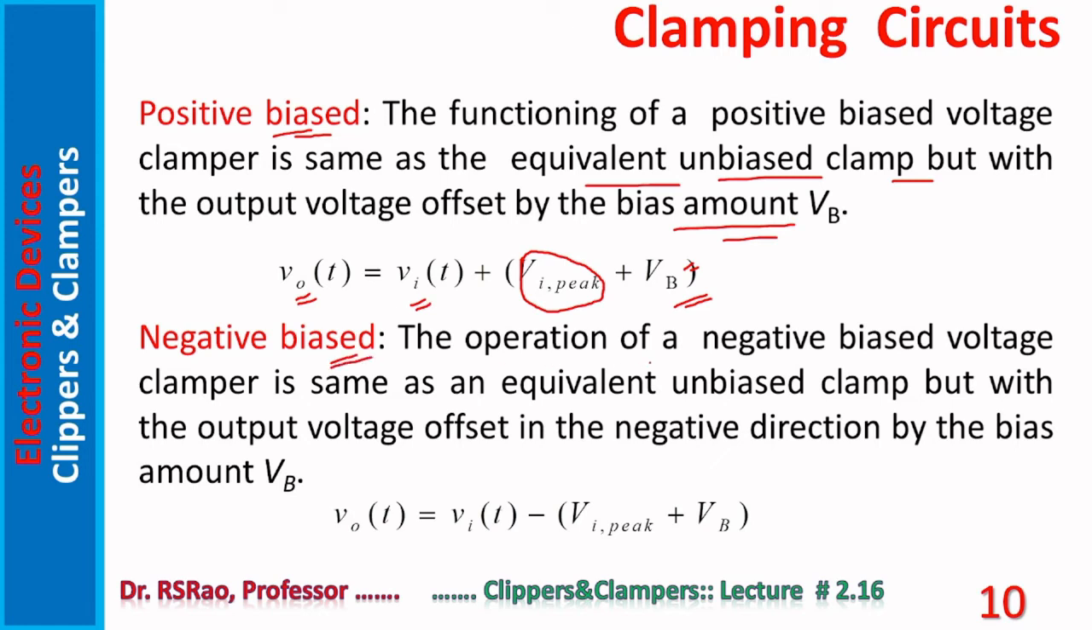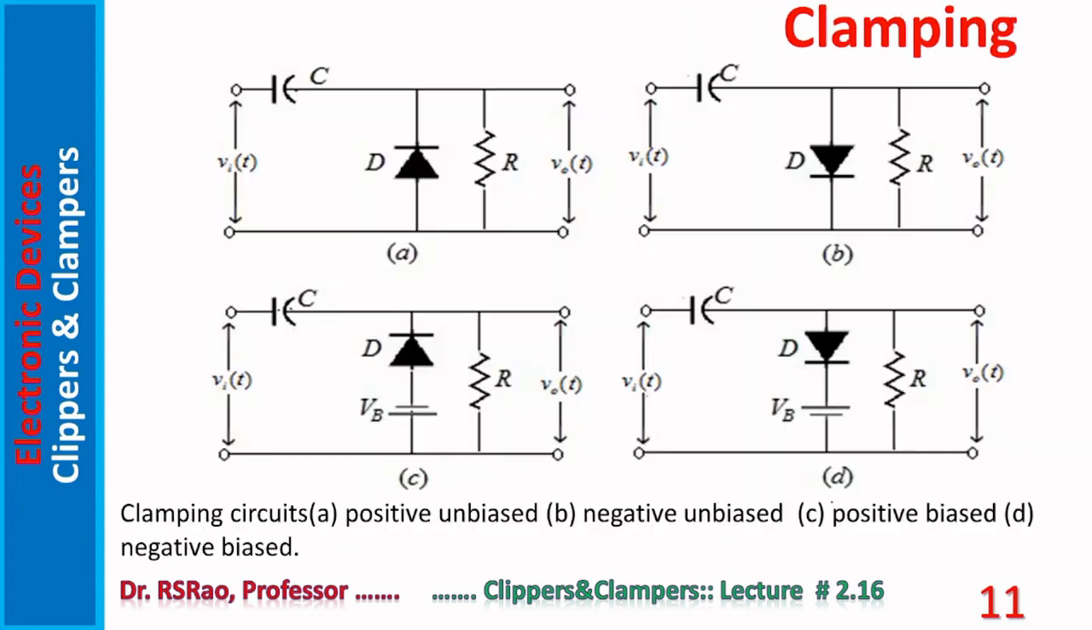Negative biased. The operation of a negative biased voltage clamper is the same as an equivalent unbiased clamp, but with the output voltage offset in the negative direction by the bias amount VB. So V0 of t is Vi of t minus Vi peak plus VB. Here are shown 4 circuits. First circuit A is positive unbiased, B is negative unbiased, C is positive biased, D is negative biased.